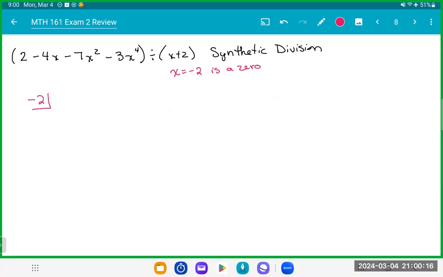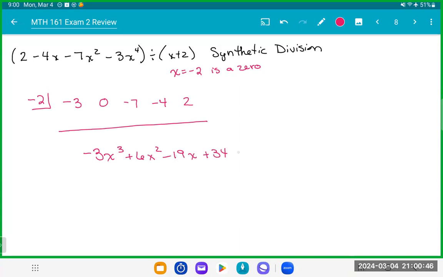Again, this one is out of order, so let's put it in order. So this would be -3. I have no x cubes. I have -7x^2, -4x, and a +2. Do all of that. And so in this case, I end up with -3x^3 + 6x^2 - 19x + 34, minus, my remainder is 66. So I put it over x + 2. I put it over my factor there.